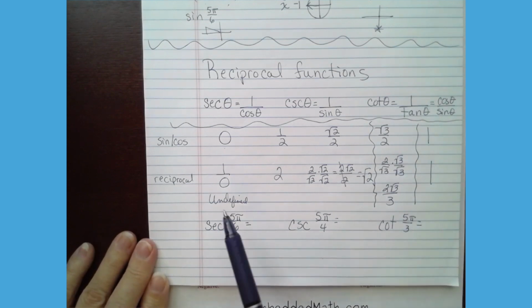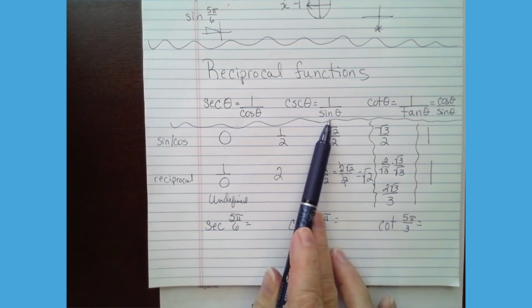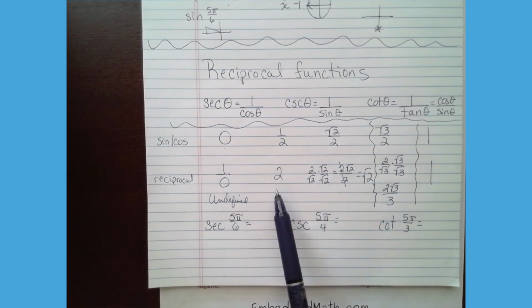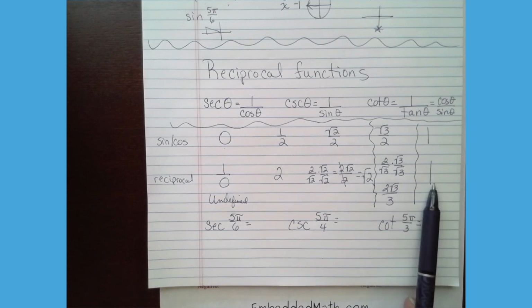So if you get a secant or cosecant, the only values that you're going to be dealing with are undefined, 2, root 2, 2 root 3 over 3, or 1. That's it. So if sine and cosine only have 5 answers, then secant and cosecant only have those flipped 5 answers. Okay?